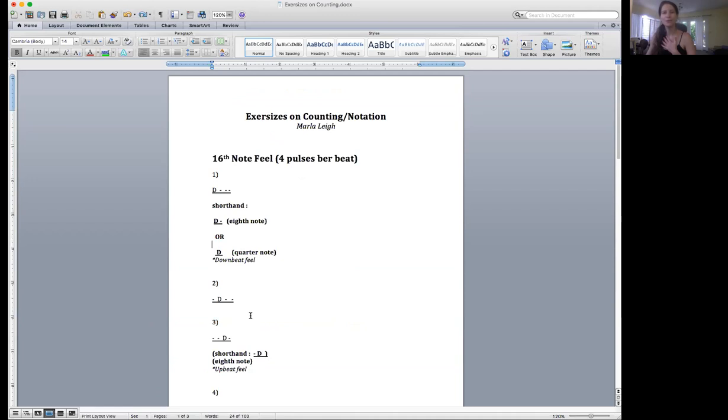And it's really fun to learn to read notation because then you can practice what I share with you, and also you can write your own rhythms.